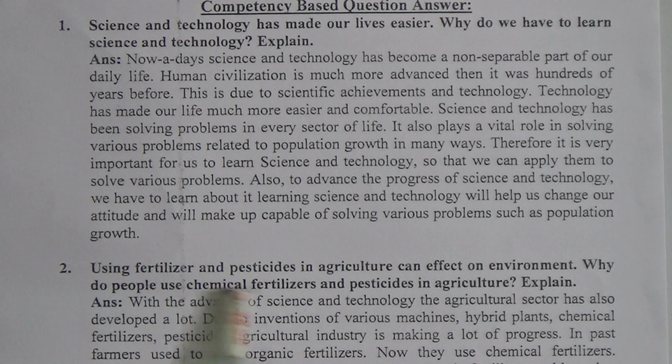Now come to next question, that is, using fertilizer and pesticide in agriculture can affect the environment. Why do people use chemical fertilizer and pesticide in agriculture? Explain. The answer is, with the advance of science and technology, the agriculture sector has also developed a lot due to invention of various machines, hybrid plants, chemical fertilizer, pesticide. Agricultural industry is making a lot of progress.